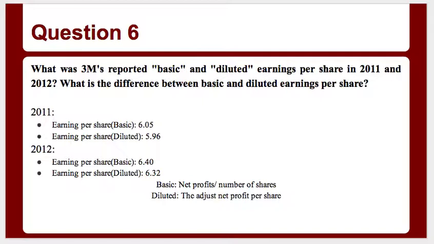Question 6. The diluted earnings per share on December 31, 2011 is 5.96, and the basic earnings per share is 6.05. The diluted earnings per share on December 31, 2012 is 6.32, and the basic is 6.4. The difference between basic and diluted EPS is that the diluted EPS takes into account the effect of exercised stock options and warrants.